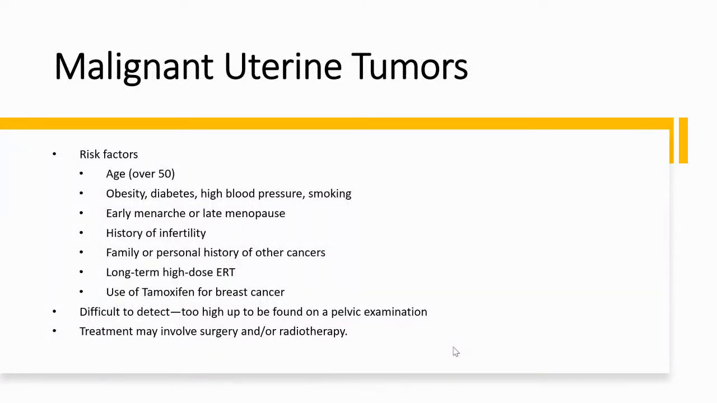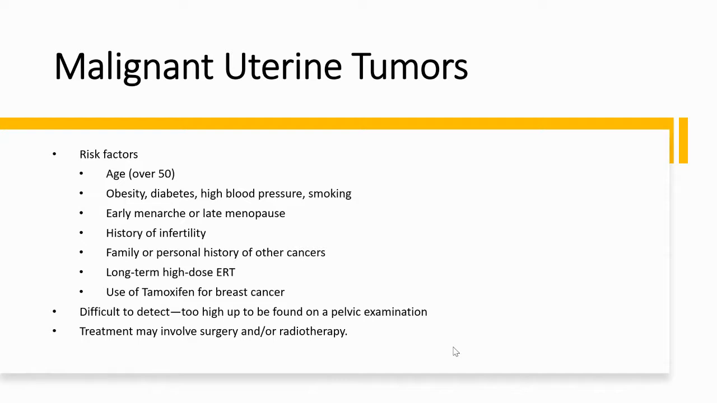Malignant uterine tumor. So malignant means cancerous. Risk factors for these are being over 50, being obese, having diabetes, high blood pressure, and smoking cigarettes. Early menarche or late menopause. So again, having your period at a young age or having menopause at a late age. History of infertility, having a family or personal history of other cancers. Long-term high dose of ERT. Use of tamoxifen for breast cancer.